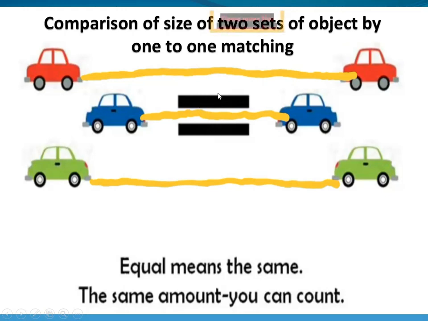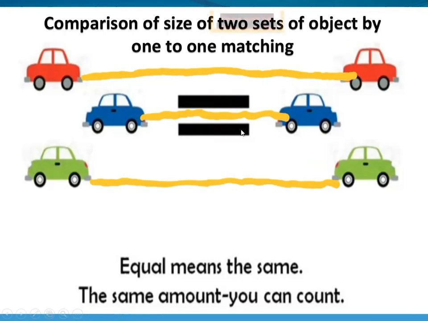Equal means the same. Equal means the same number or amount. The same number or amount you can count. Here we count three cars, and on the other side we count it is also three cars. So equal means same, the amount is the same when we count it.